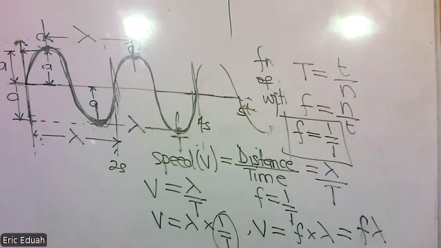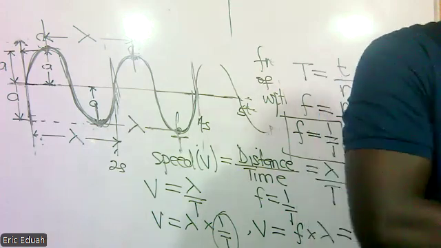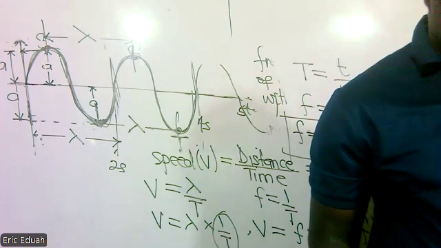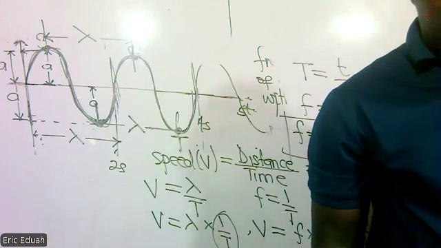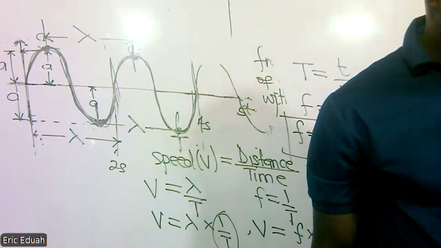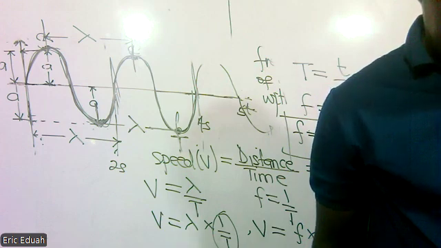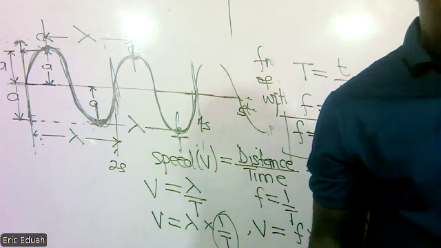Now, let's solve one or two questions before we move on. I think we can apply this in question solving. So question 1. Are you ready? I'm dictating, so get ready to put it down. The speed of a radio wave is 3.0 times 10 to the power 8 meter per second.